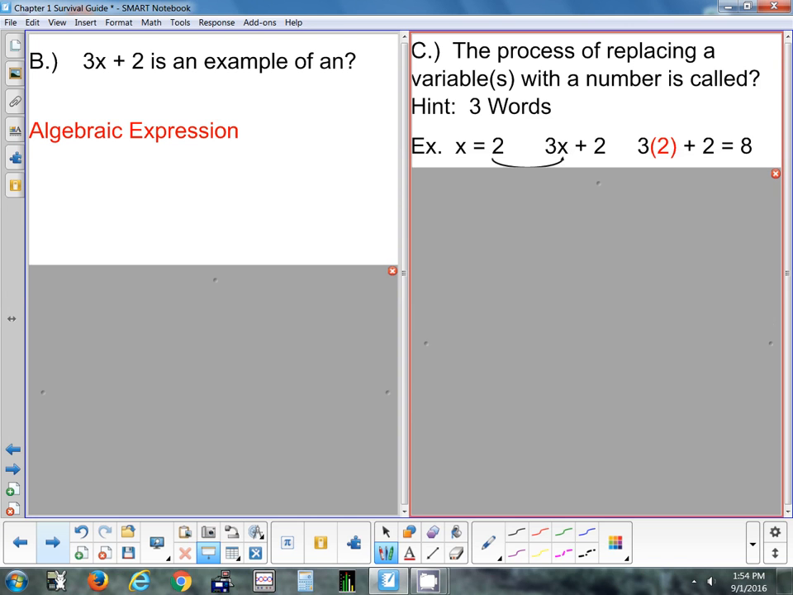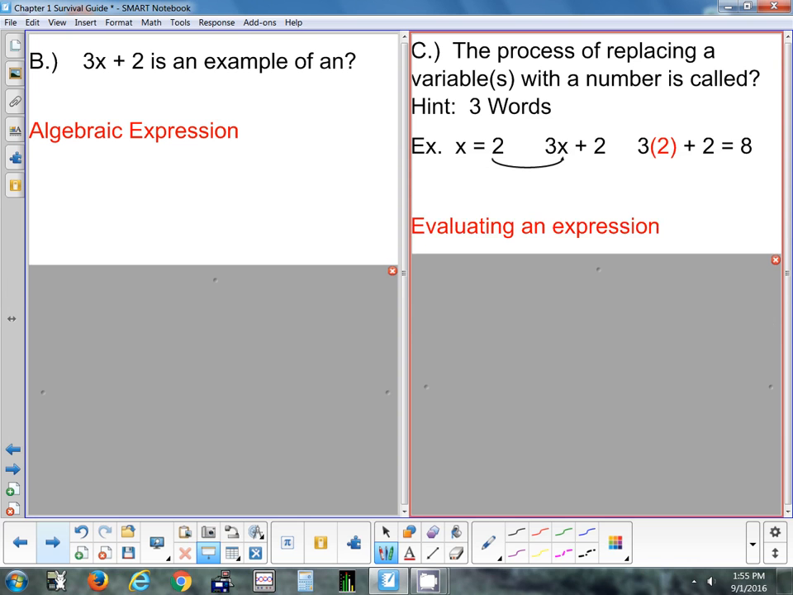It would be doing something like that: take 2, plug it in for x. Anybody know the word I'm thinking of? Begins with an E and then a V. Evaluate, yeah. So anytime they ask you to take a number and plug it in for a letter, that's called evaluating an expression.